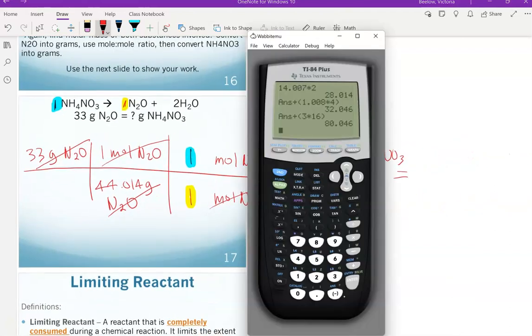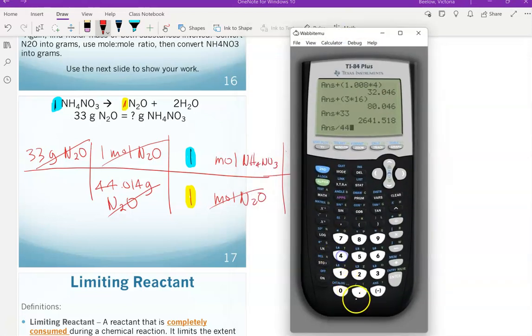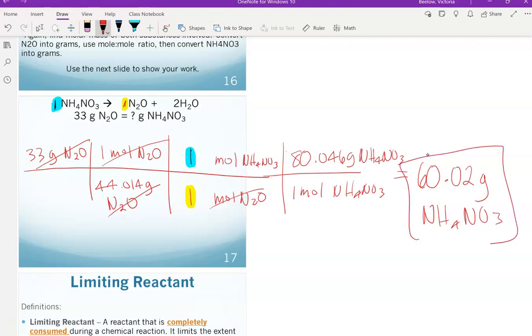Now we're going to multiply everything in the top. So 80.046 times 1 times 1 times 33. Then we're going to divide by everything multiplied together in the bottom, which just is the 44.014. I'm going to go 4 significant figures, so 60.02 grams of NH4NO3.